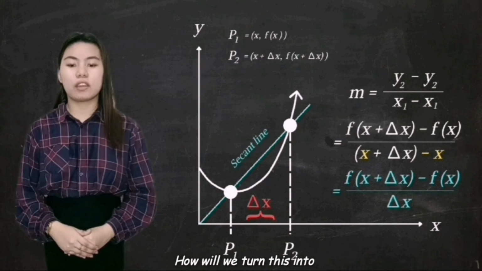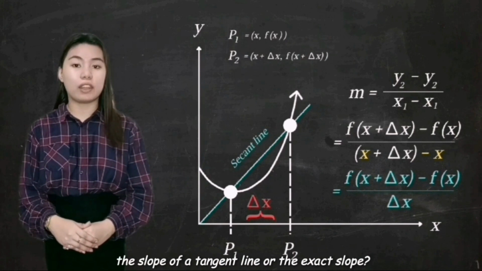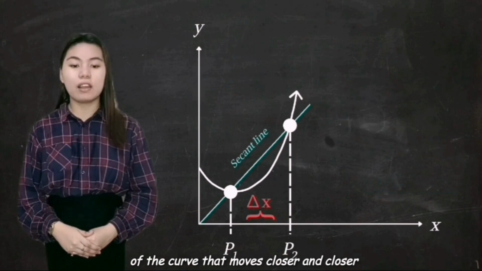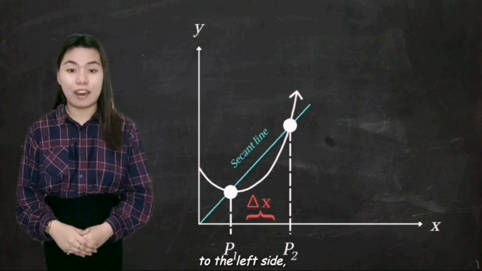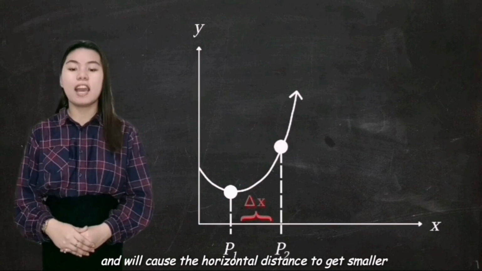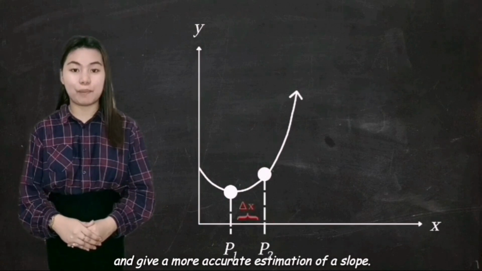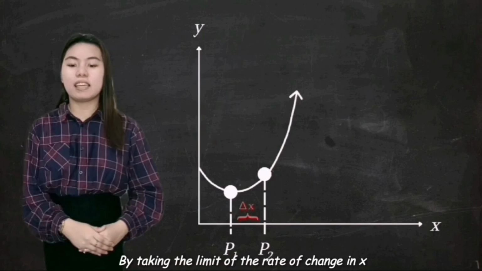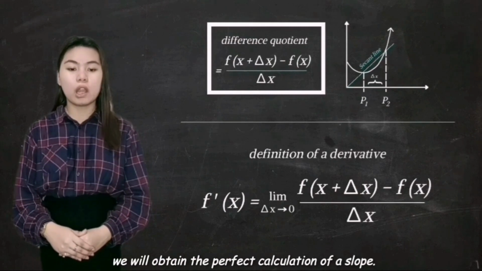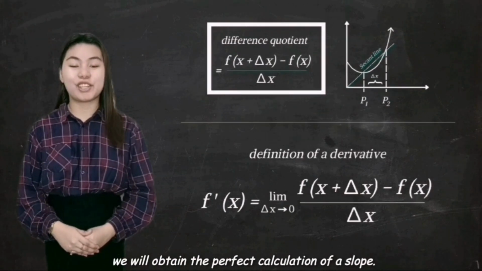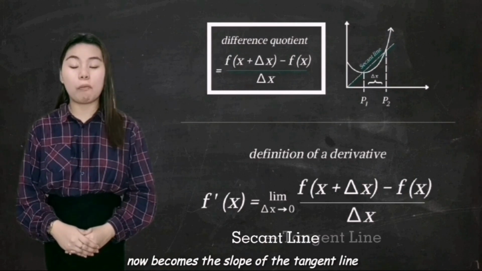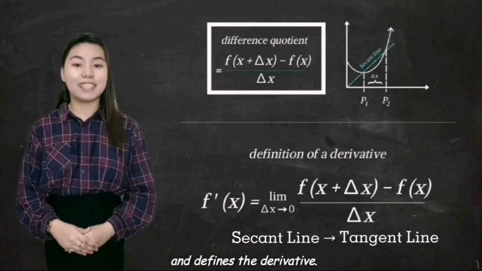How will we turn this into the slope of a tangent line, or the exact slope? We will pick a point from the right side of the curve that moves closer and closer to the left side, which will cause the horizontal distance to get smaller and give a more accurate estimation of the slope. By taking the limit of the change in x as it approaches 0, we will obtain the perfect calculation of the slope. The slope of the secant line now becomes the slope of the tangent line and defines the derivative.